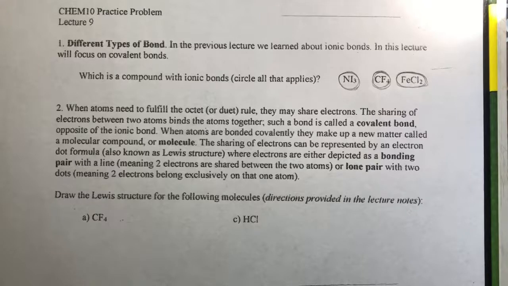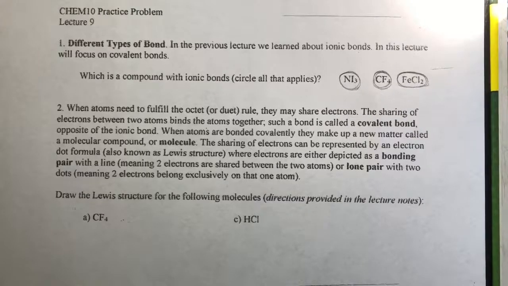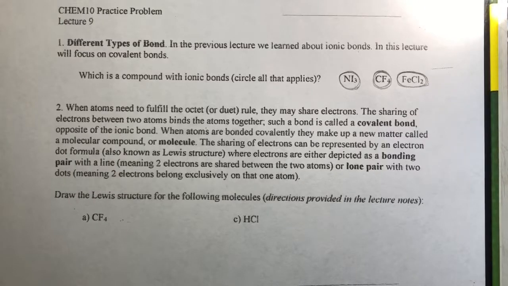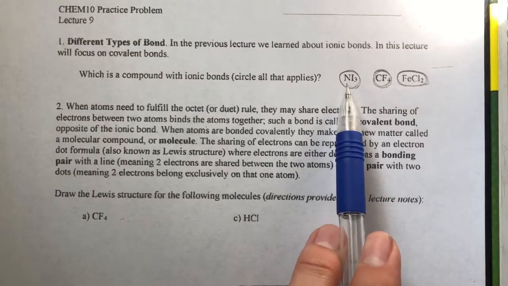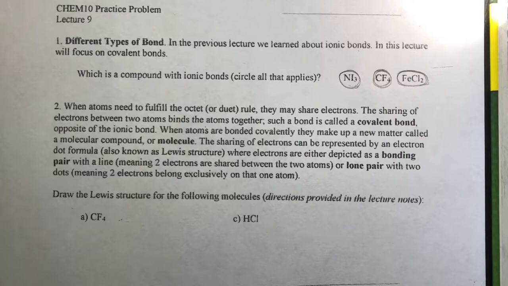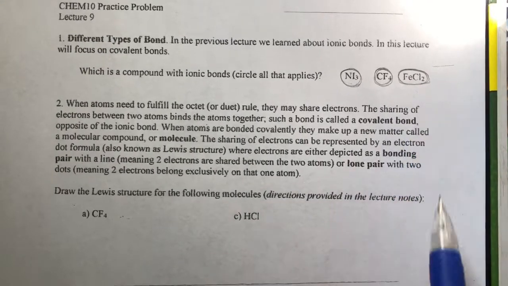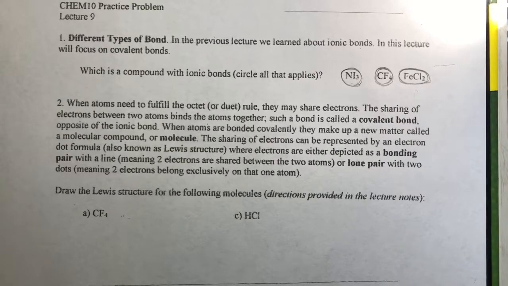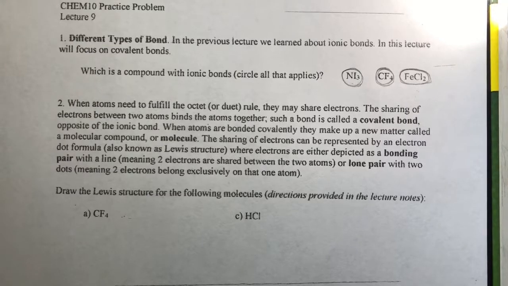To begin this first problem, it is asking which is a compound with ionic bonds. As we know, ionic bonds are between metals and nonmetals, while covalent bonds are between just nonmetals. As we observe the first option, we see that nitrogen and iodine are 2 nonmetals, as well as for the second option, carbon and fluorine. But for this last option, we have iron, which is a transition metal, which is still considered a metal, and a nonmetal, chlorine, which leaves us with the correct answer of FeCl2.